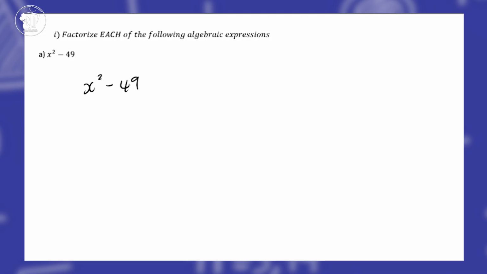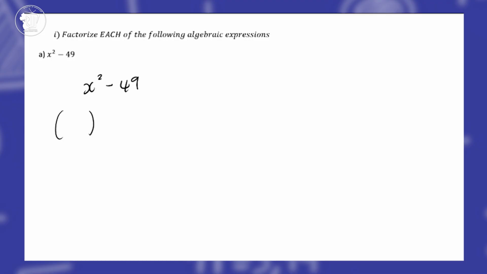And the beauty about these kinds of expressions, when you see expressions that ask you to factorize, you should immediately start smiling. We have two terms and they are subtracting each other, and these two terms are special. If you multiply x by itself, you get x squared, and if you multiply 7 by itself, you get 49. So we have two square numbers and they are subtracting, so we can factorize this as a difference of two squares. And how do we do that?